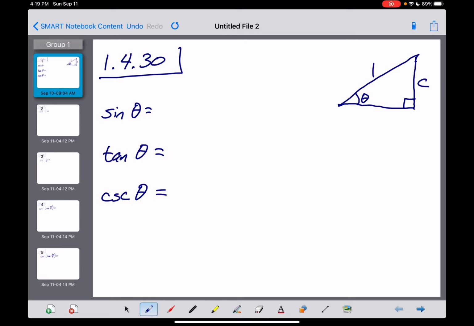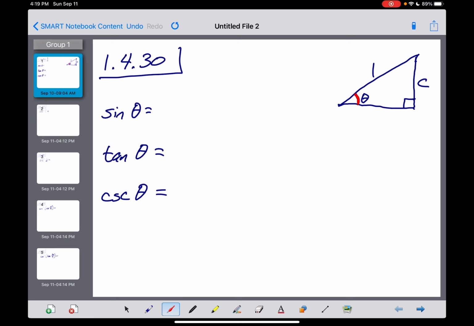Okay, we had a question about section 1.4, problem number 30. They give you a triangle that looks like this here, and they've told you the hypotenuse is 1, one of the legs is c, and they've asked you to come up with the sine and the tangent and the cosecant of this angle here, which they are calling theta. This is a really good problem to go over.